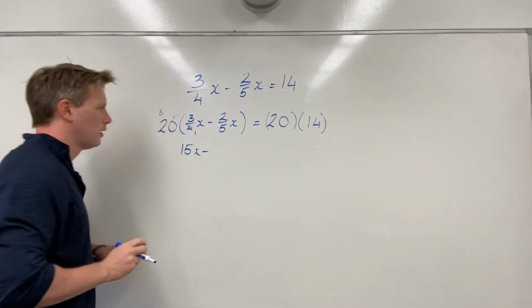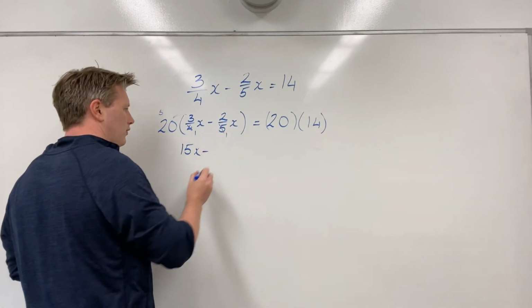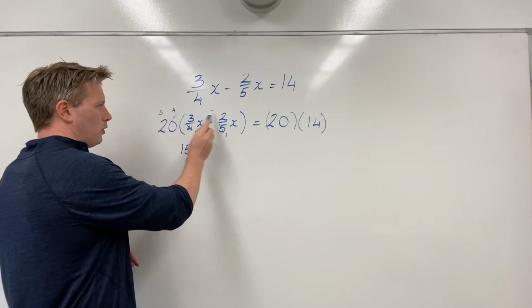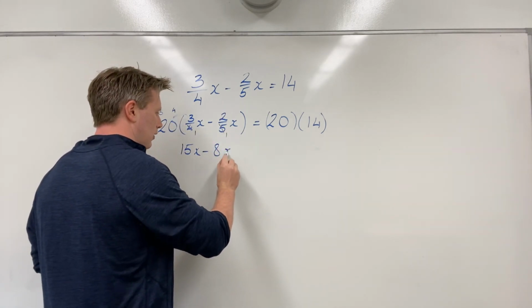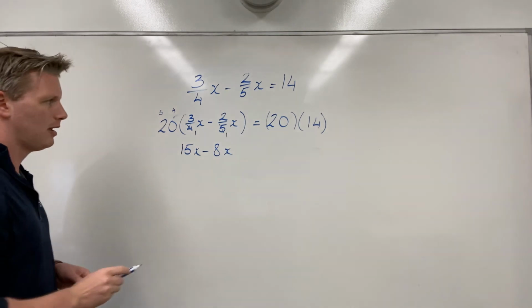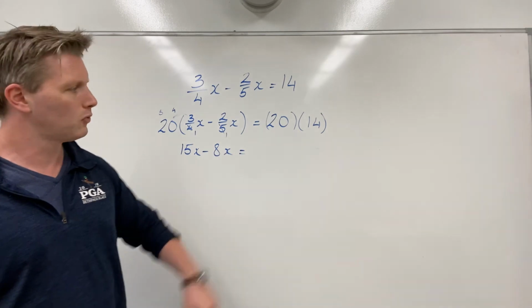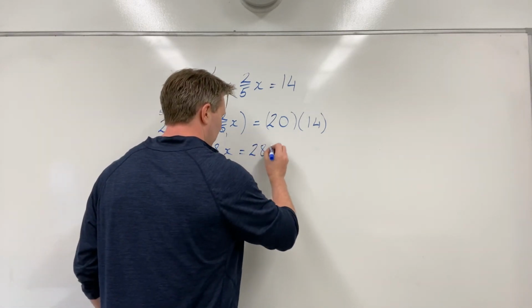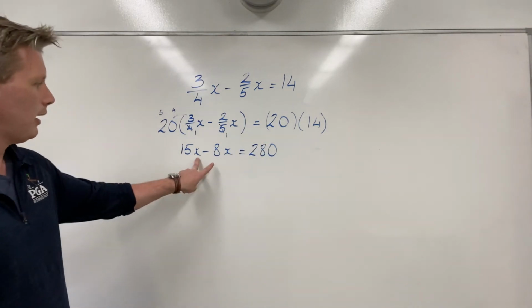minus, I can do the same thing here. 5 into 5 goes once, 5 into 20 goes 4 times. And 4 times 2 is 8. And so I get here 8x is equal to, on the right-hand side, I have 20 times 14. That happens to be 280. You can verify that for yourself. 20 times 14. And so now I'm almost there.